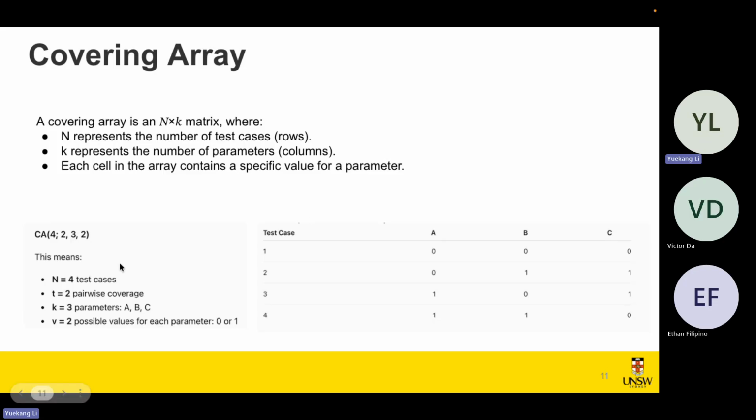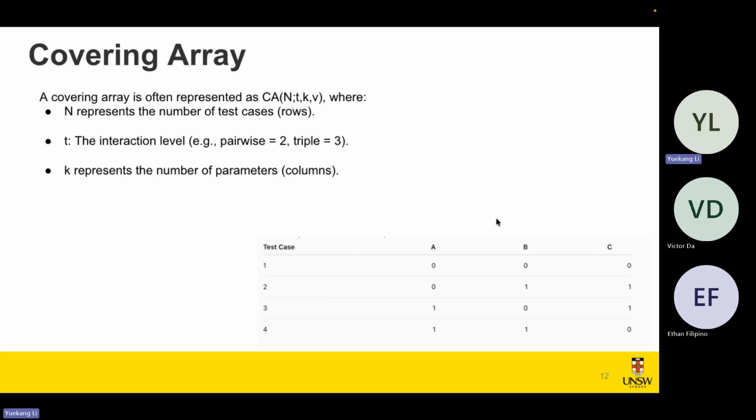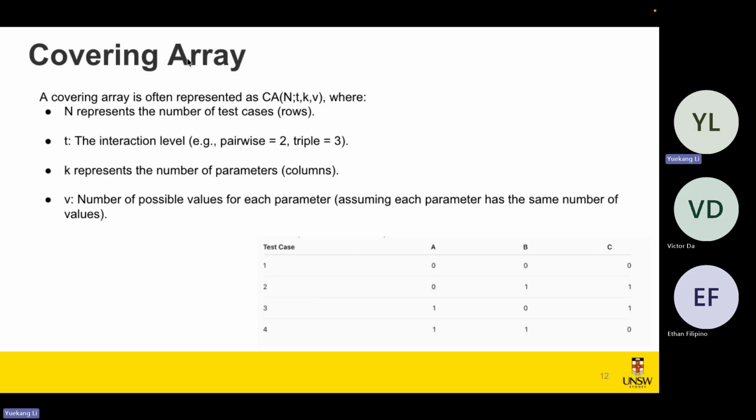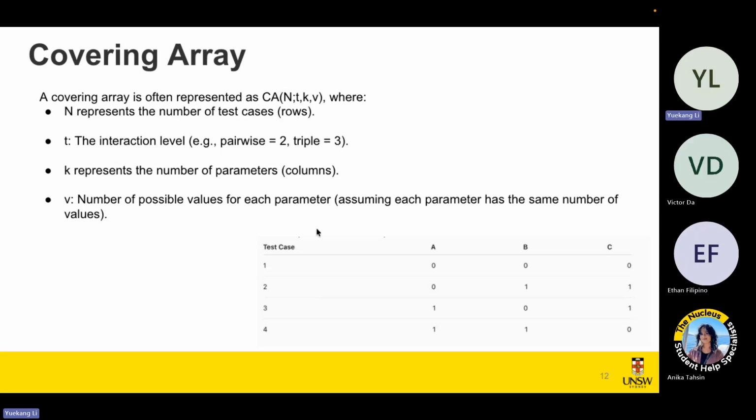So, we can denote this covering array like this. This is a covering array of 4 test cases where it cares about pairwise coverage. It has 3 parameters and each can take 2 possible values. So this is a typical notation for a covering array. We can specify the number of test cases included, the interaction level, and the possible number of values taken by each parameter.